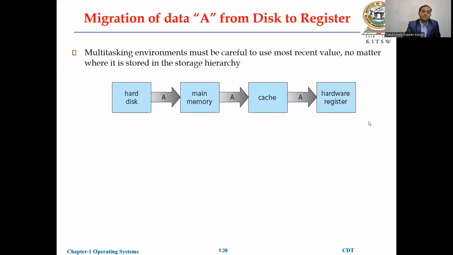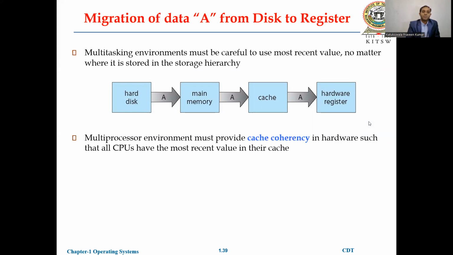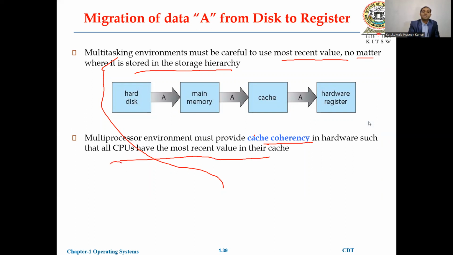So migration of data from disk to storage, generally how will it be done? This is the process. A multitasking environment must be carefully used, to find where the most relevant value is stored in this hierarchy. A multiprocessor environment must provide cache coherence in hardware, such that all CPUs have the most recent value in their cache. Generally, if the most recent, frequently used data is needed, it is moved from hard disk to main memory, to cache, to registers, so that it is very easy to get the data from the register or from the cache.